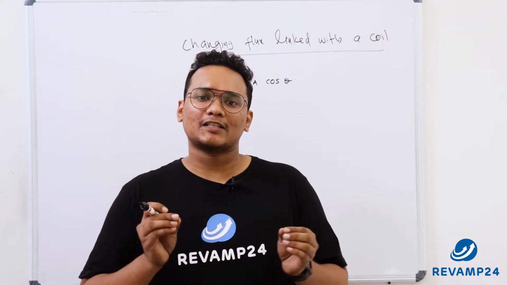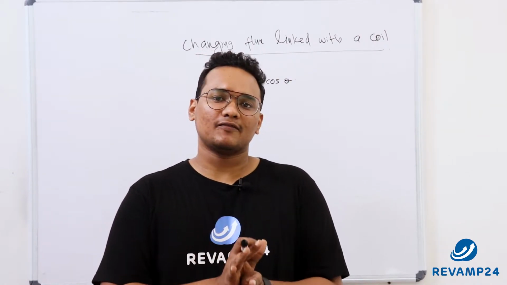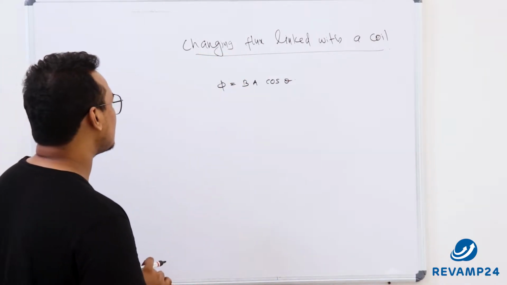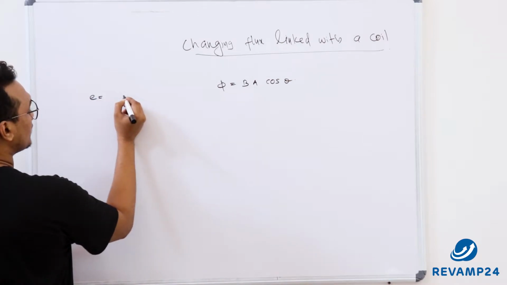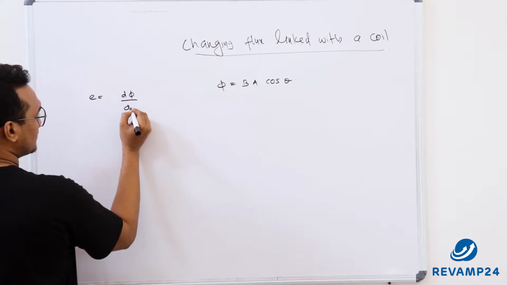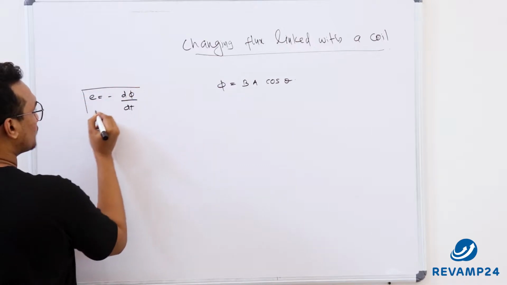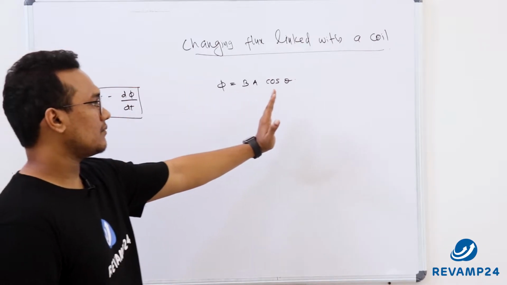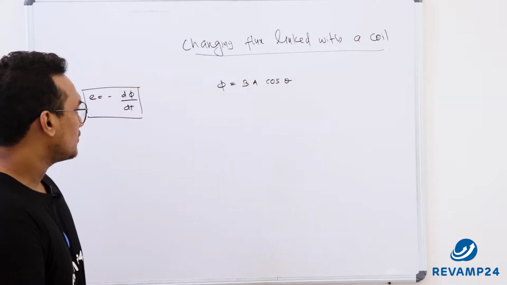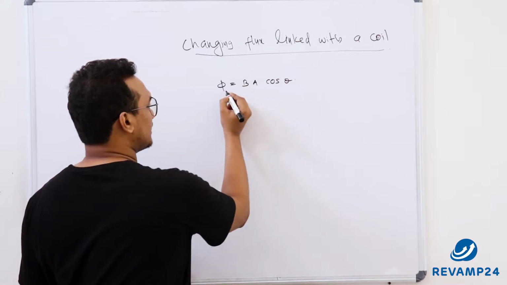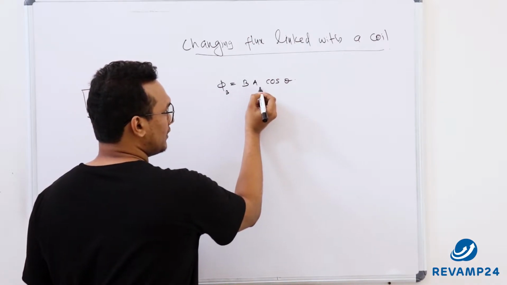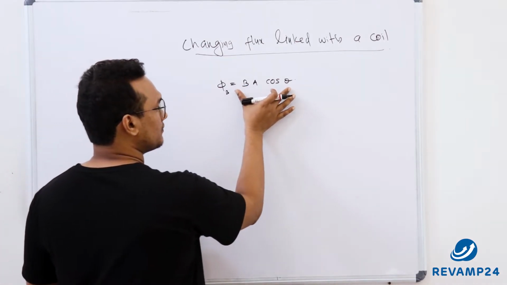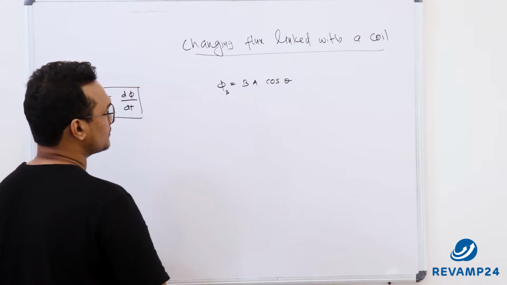In this video, I will explain the method of changing magnetic flux linked with a coil. In previous lectures, we have learned that for an induced EMF, we need a change in magnetic flux. This is the equation. Now, to get an EMF induced, the only way is changing the magnetic flux. We know the equation for magnetic flux has B A cos theta. These three elements are the three parameters that make the equation.